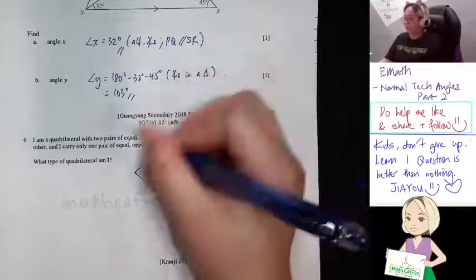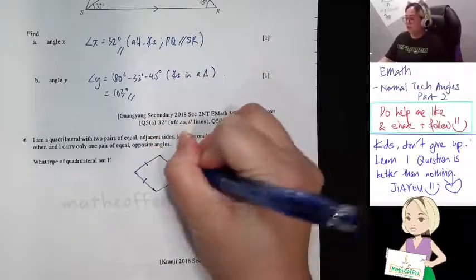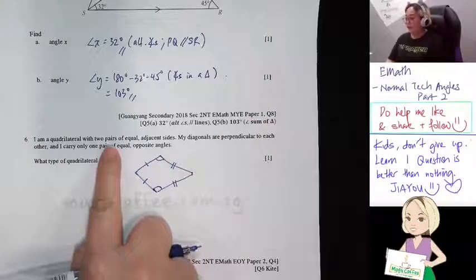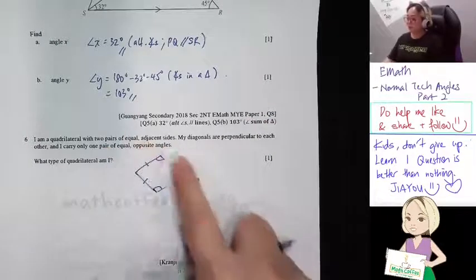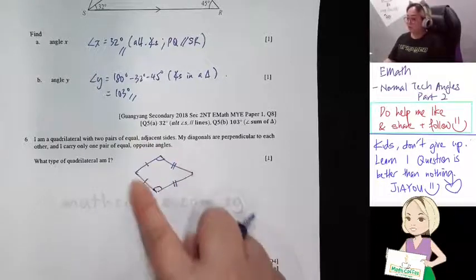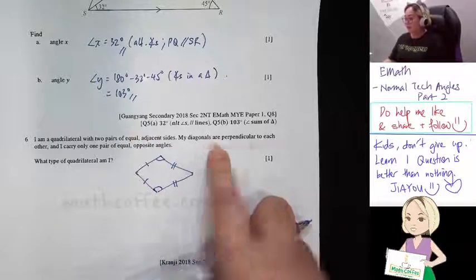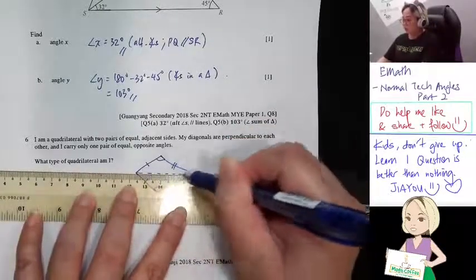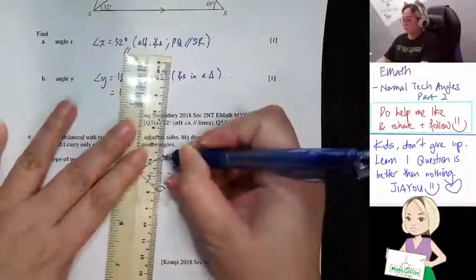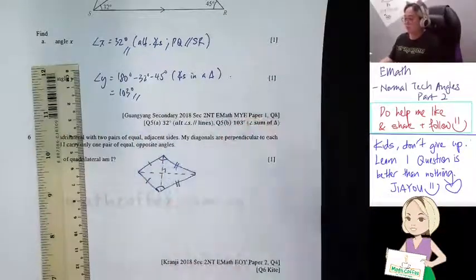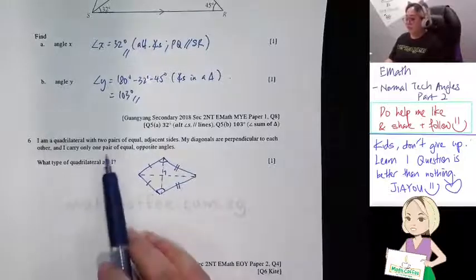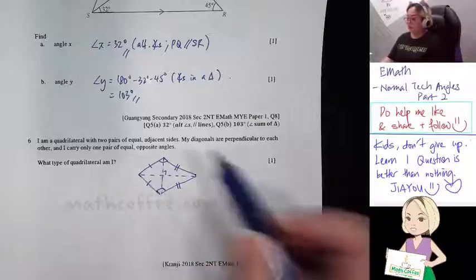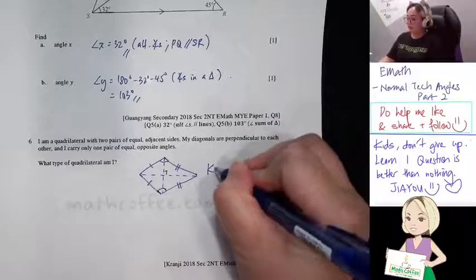It's a special quadrilateral. So these sides are equal, this and this are equal, and these angles are equal. So let's see, I have two pairs of equal adjacent sides. Two pairs, one pair, two pair. My diagonals are perpendicular to each other. Diagonals means from here, dot, dot, dot. So they are saying that these are perpendicular to each other, and I carry only one pair of equal opposite angles. This is the one pair. So this is a special quadrilateral named Kite.